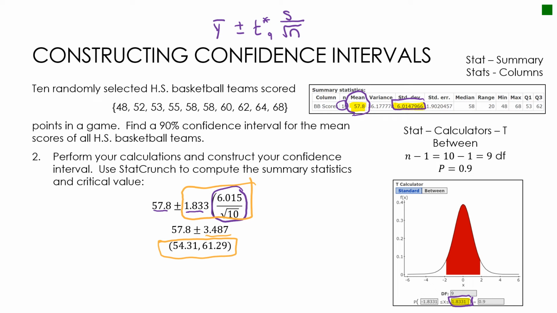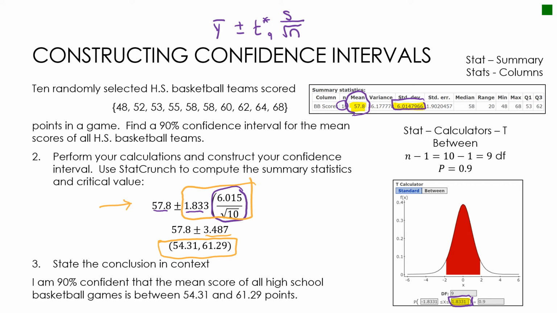Now from here, this is all stuff we've done, so we know how to do all of this in our calculator, and we know how to write our conclusion. I'm 90% confident that the mean score of all high school basketball games is between 54.31 and 61.29 points.